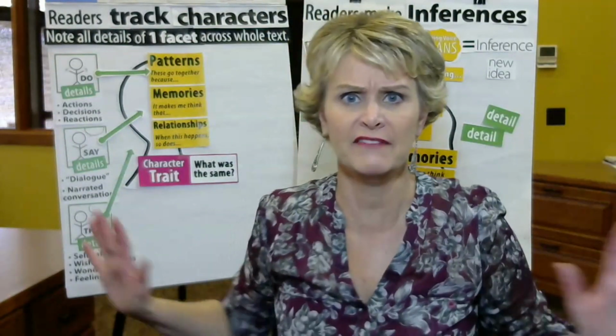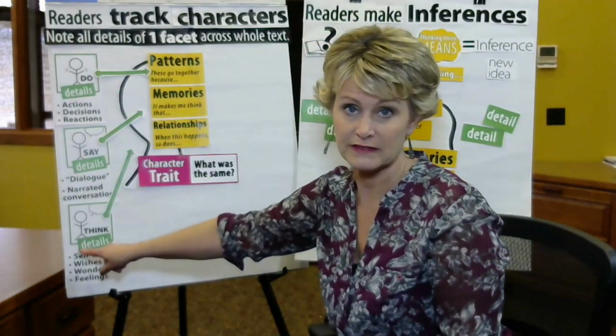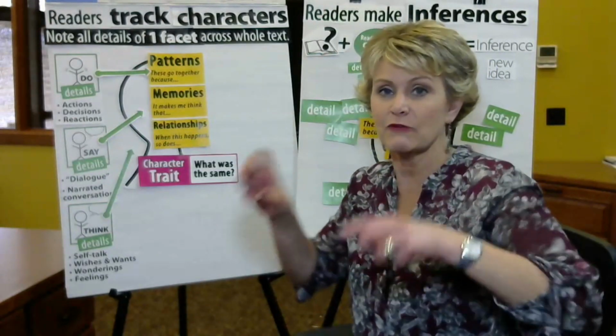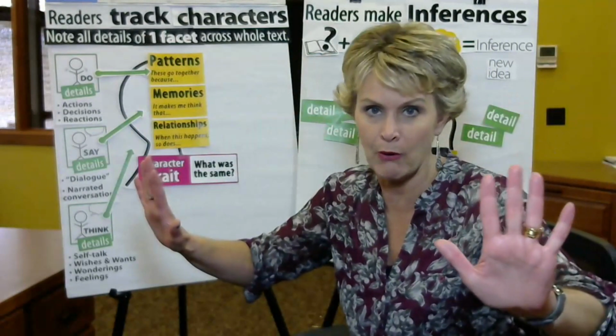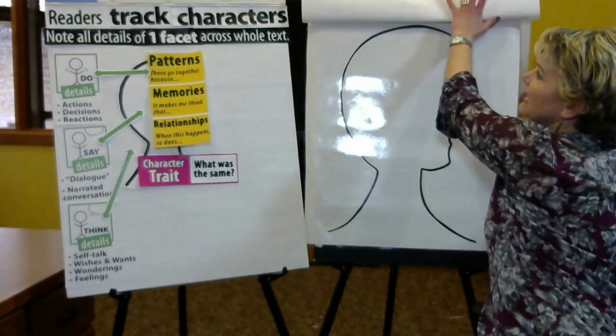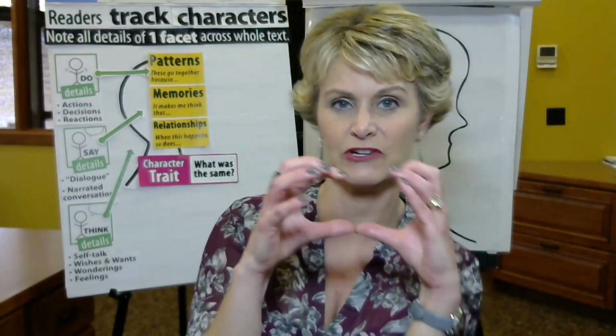Okay, let me show you. How the heavens do you do this? Well, I'll tell you right now. All of this information is important. Everything we did in the last couple of lessons, where we've been collecting what a character does, says, and thinks, has been important. We need that information. But now we've got to put it on the silhouette head. Now we've got to put details together to figure out a character trait.